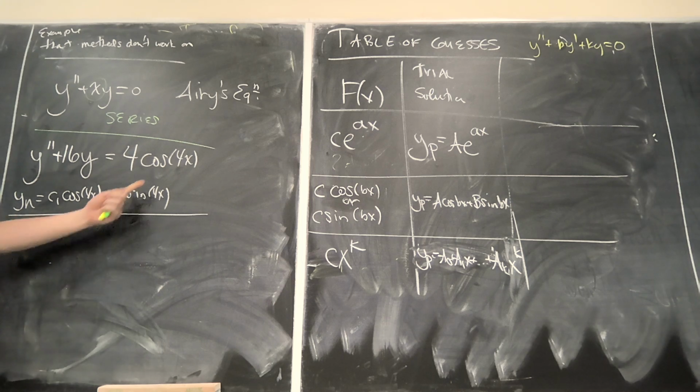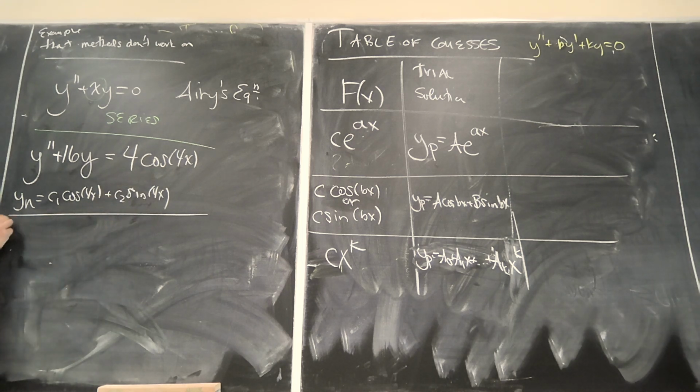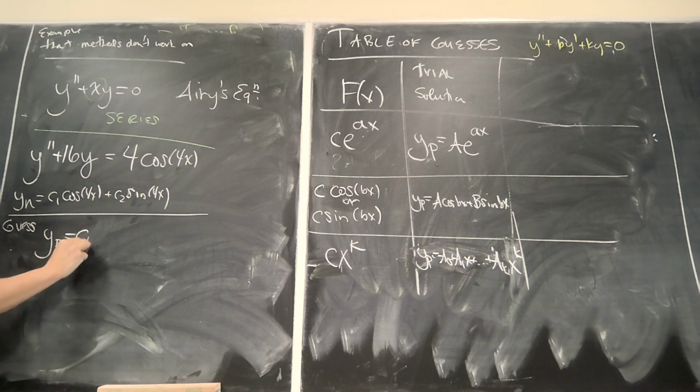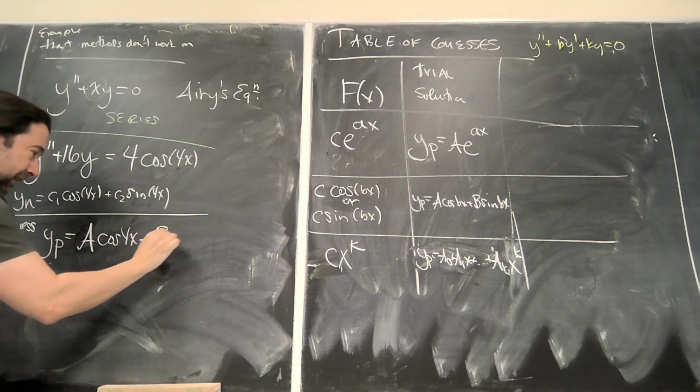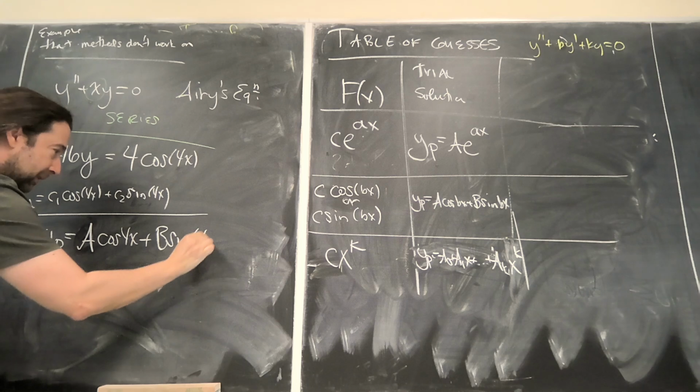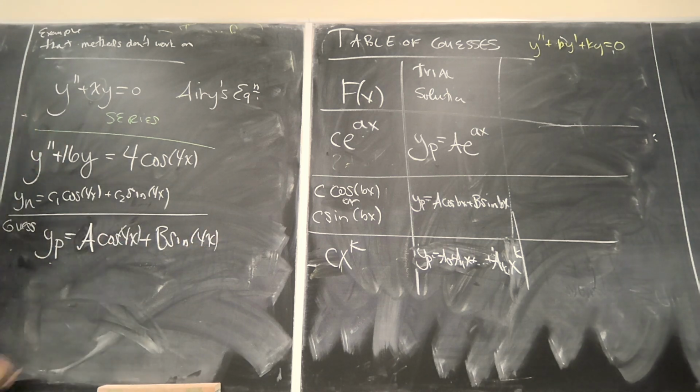I had a trig function come out. My initial guess for the particular solution is going to be y particular is a times the cosine of 4x plus b times the sine of 4x, because after all, those are the sort of functions that would have cosines and sines as derivatives. Do you see an issue with that guess?